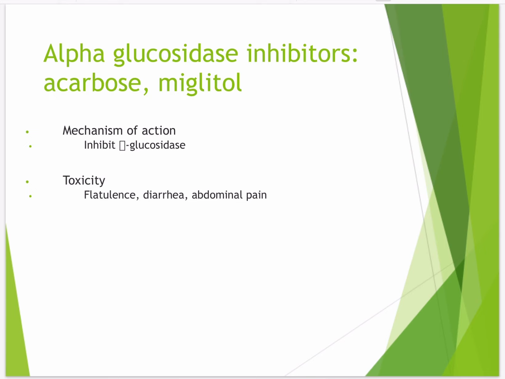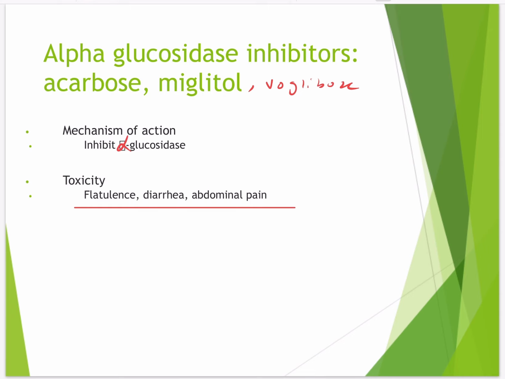The alpha glucosidase inhibitors, acarbose and miglitol, are two very important drugs. We also have another drug, voglibose. The mechanism is that they inhibit alpha glucosidase, and in terms of toxicity, they can cause abdominal pain, diarrhea, flatulence, and so on. This can be caused by this medicine. The first drug, as you see, is acarbose.